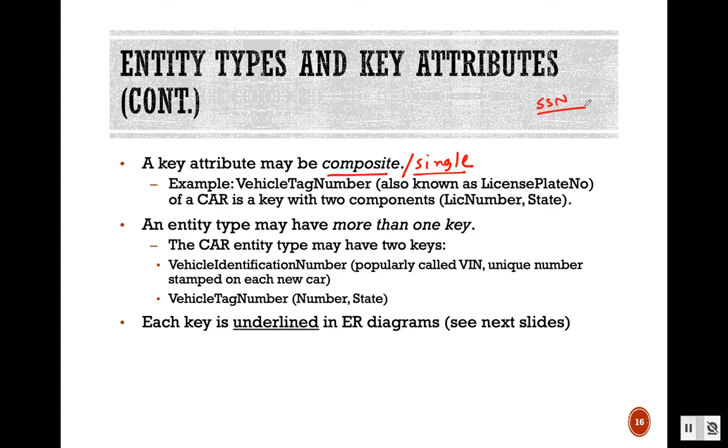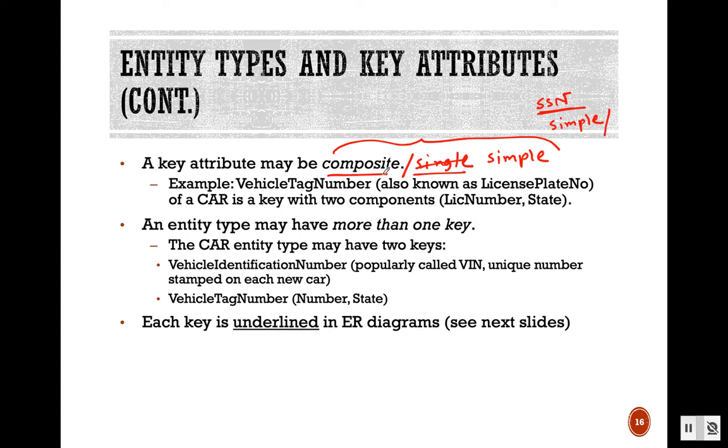If an employee has an SSN and the SSN is the key attribute, it's an example of a simple key attribute. So the key attribute can be simple or composite. The SSN of an employee is an example of a simple attribute. Simple attribute means I cannot further divide the value of the attribute. It's an example of an indivisible, or atomic, attribute.